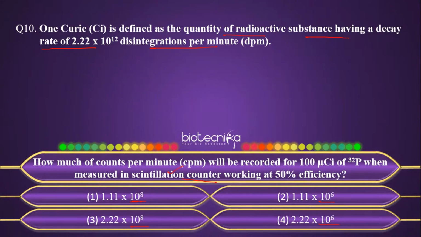So a scintillation counter is an instrument that we use to measure radioactivity. The efficiency of the scintillation counter is 50%. So how many counts per minute will be recorded? Okay, it's a good choice, Ankita. If you are not 100% sure, you can skip this question in the exam. Yes, you can do that. The right approach is this only. We should not fail in the practice of solving all the questions, especially if we are not 100% sure, right?